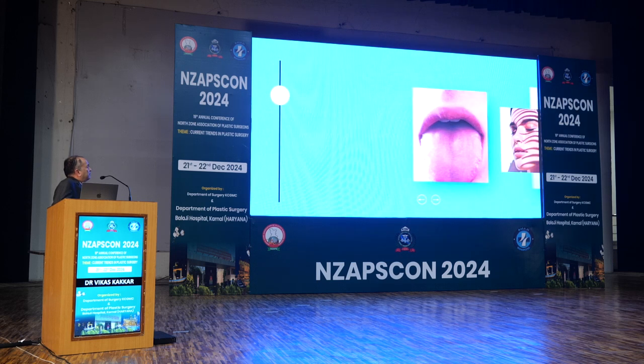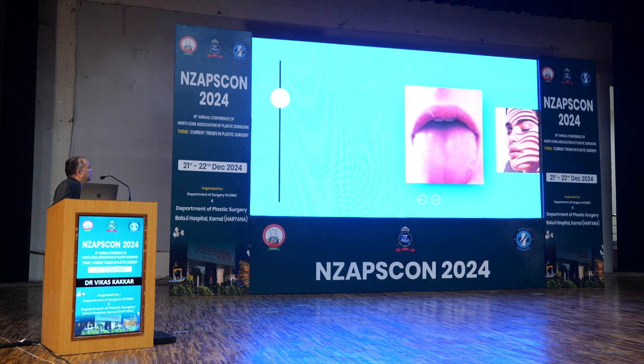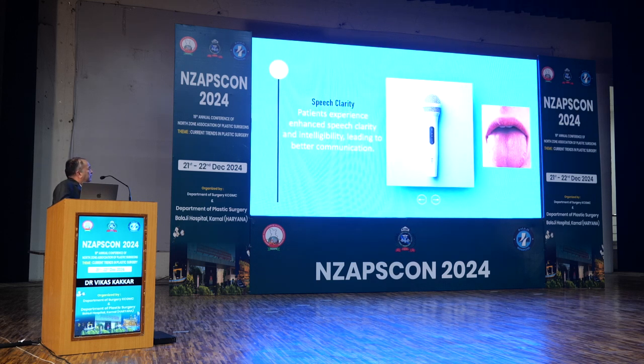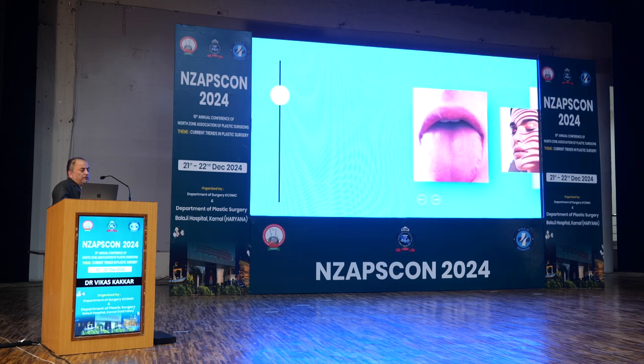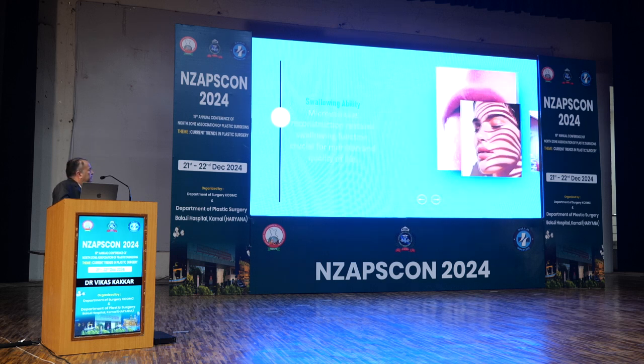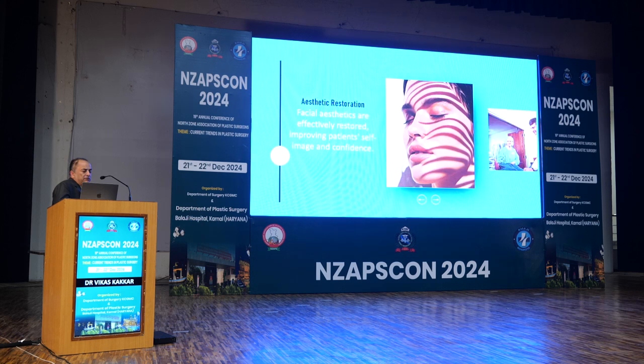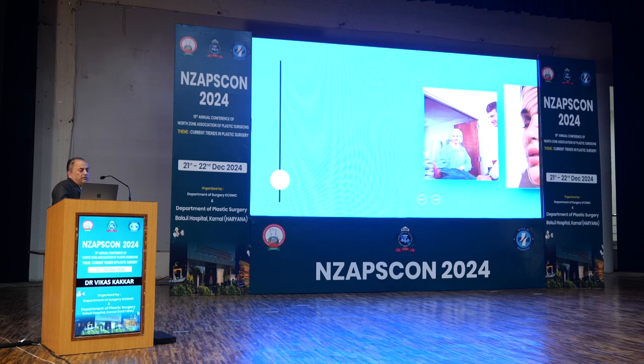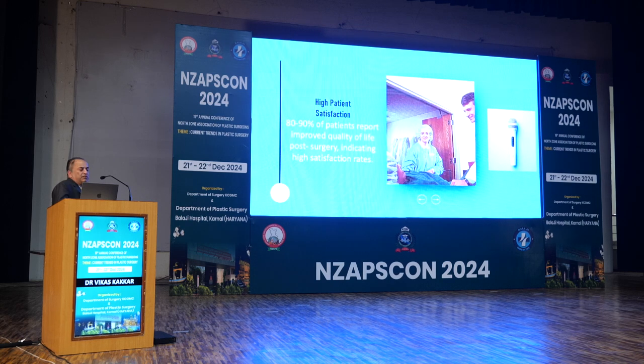By doing microvascular surgery, the benefits are that we can give better speech clarity by repairing the structures and restoring the normal anatomy. We can help, especially in cancer of the tongue, by doing proper microvascular reconstruction of the tongue. We can help in restoring swallowing and speech. We can give better aesthetics by addressing all the subunits of the face, and we can get overall better satisfaction of the patient if we do a proper surgery.